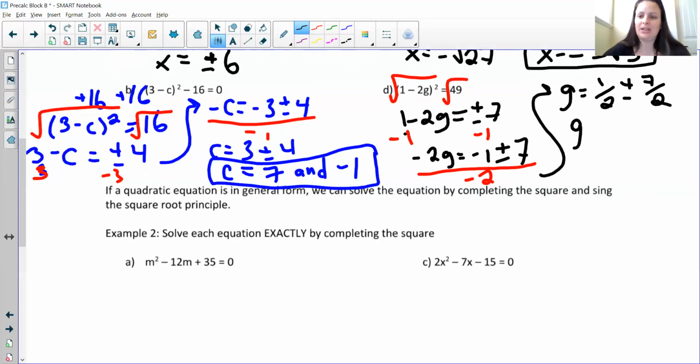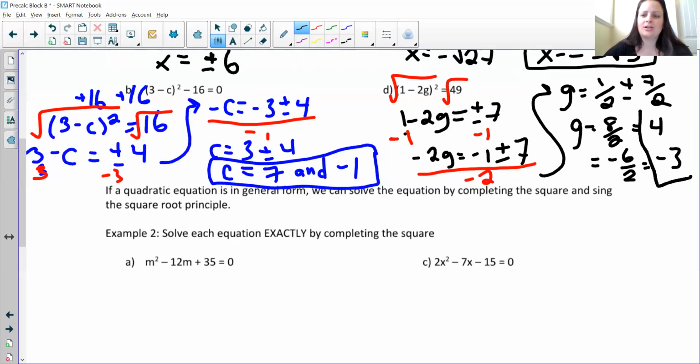So g can either be 1/2 plus 7 halves, so that would be 8 over 2, which is the same thing as 4. Or it can be 1/2 minus 7 halves, which would be -6 halves, which is the same thing as -3. And here are our two answers, 4 and -3.